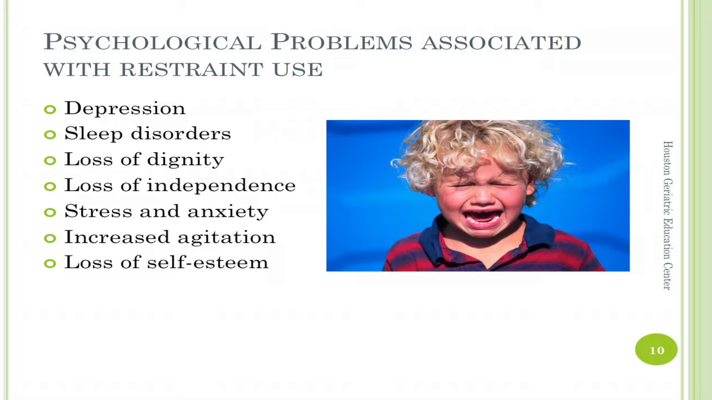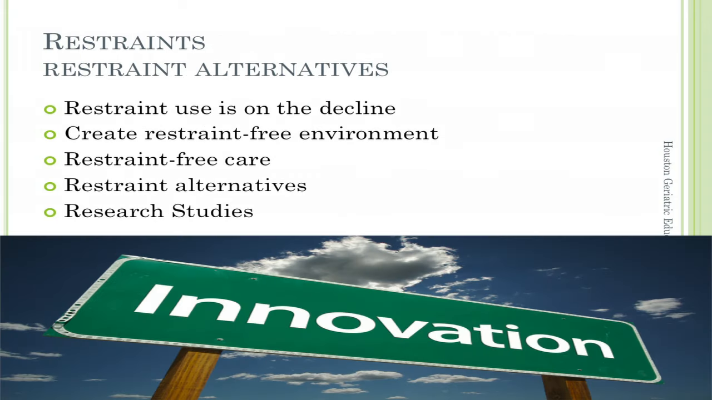The use of restraints has been decreased greatly in the nursing homes, but we need to begin to talk about what are restraint alternatives. So how do you define a restraint alternative? It means that we are using alternative interventions in place of restraints to help the patient, or that we can reduce the need for restraints.